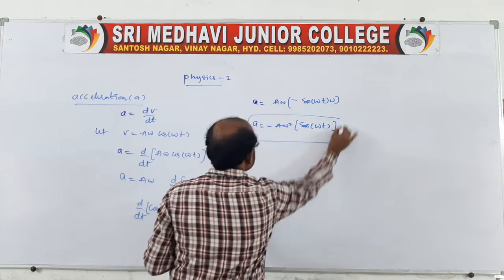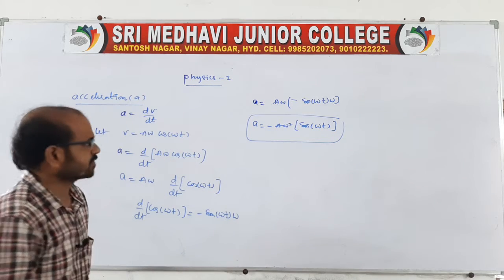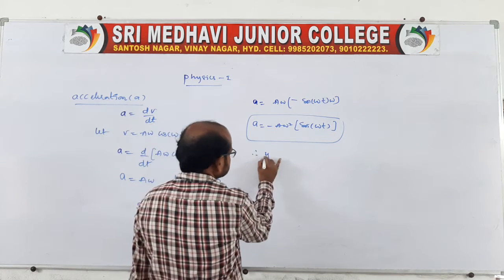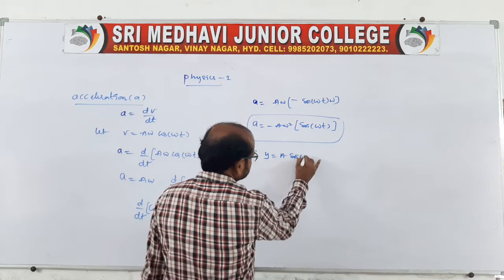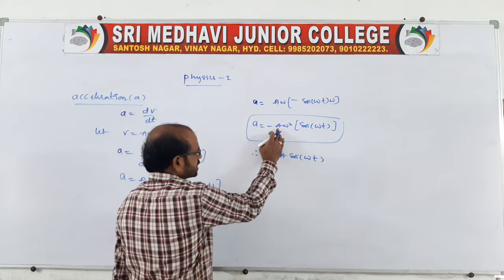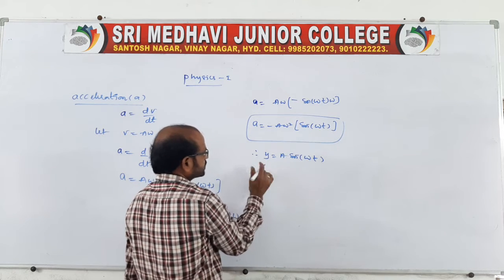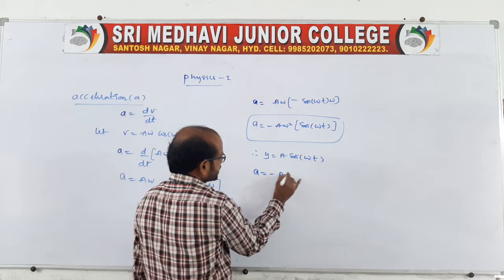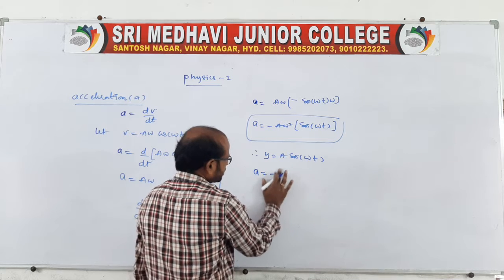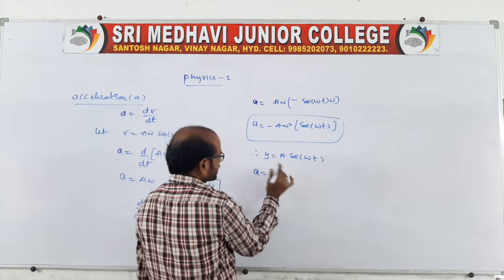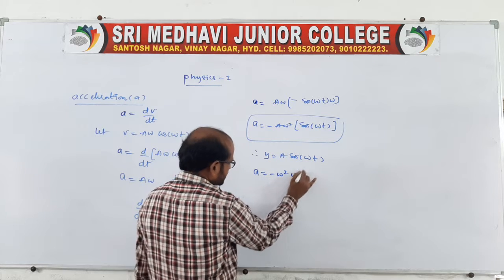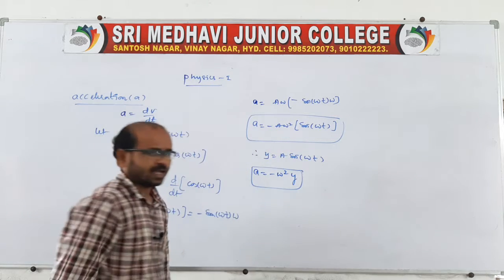This is the acceleration. And here we know y is equal to A sin omega t. This is the displacement relation. Here A sin omega t is replaced with y. So that it is minus omega square y. This is the expression related to acceleration.